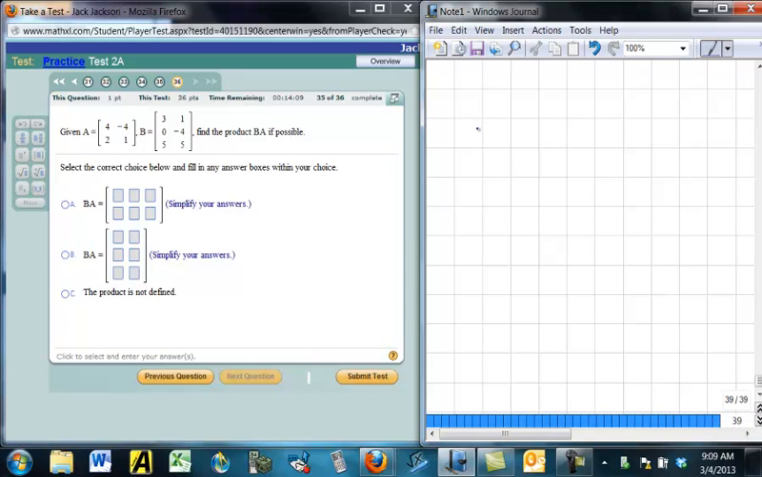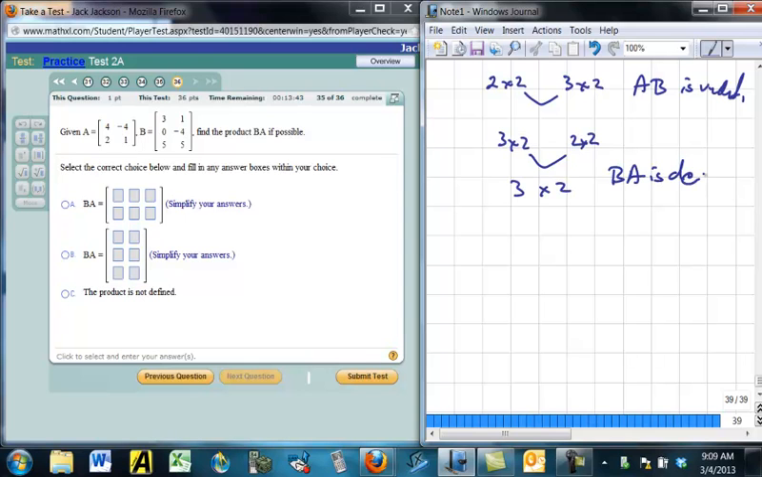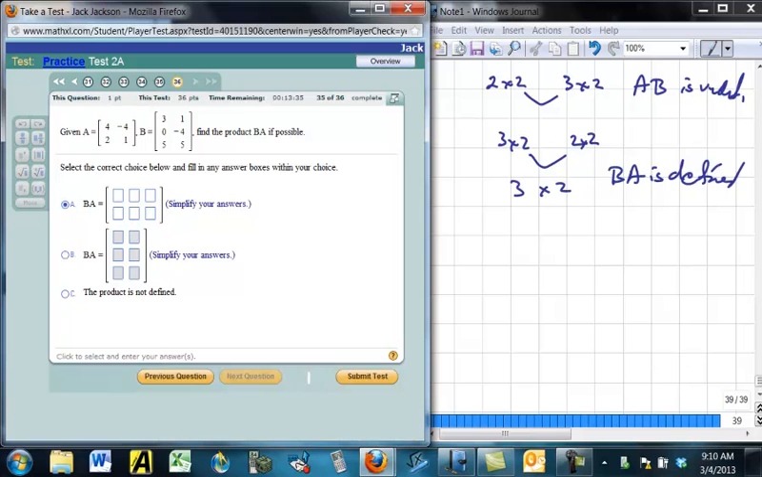Okay, so notice A is 2 by 2. B is 3 by 2. Okay? So these don't match. So AB is undefined. But BA is 3 by 2 and 2 by 2. These are the same. So the answer will be 3 by 2. BA is defined. What did they ask us to do? They asked us to do BA, and the answer will be 3 by 2. So we know it's 3 by 2. We just got to figure out the numbers.